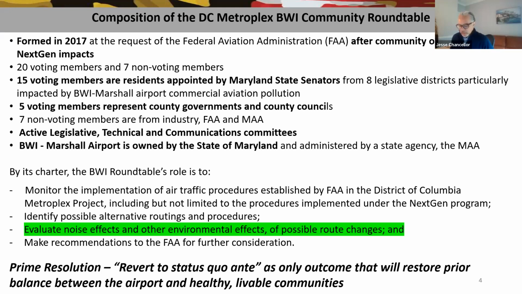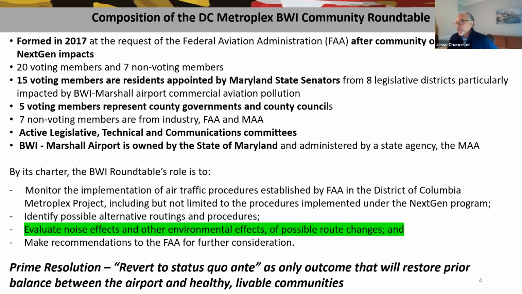Another element of our roundtable is highlighted in green on your screen. In addition to the standard roundtable work on the FAA's Metroplex changes, we crafted our charter more broadly to address environmental effects. And that's how we've been able to create these monthly reports and to support health-related research, which I'll describe in a minute. We're still guided by, at the very bottom, you'll see our first resolution to the FAA in our very first meeting, which was to revert to the dispersion that existed in our area before NextGen, even if that means new, more flexible technologies than the ones that are implemented.